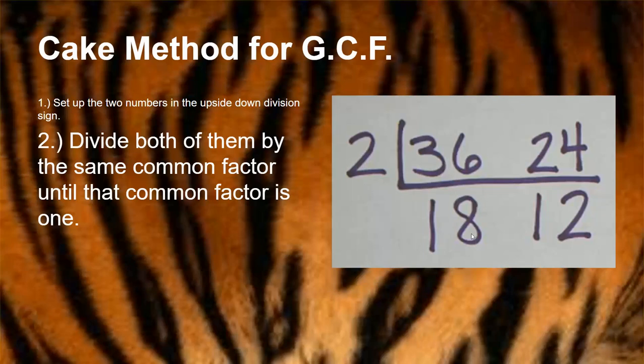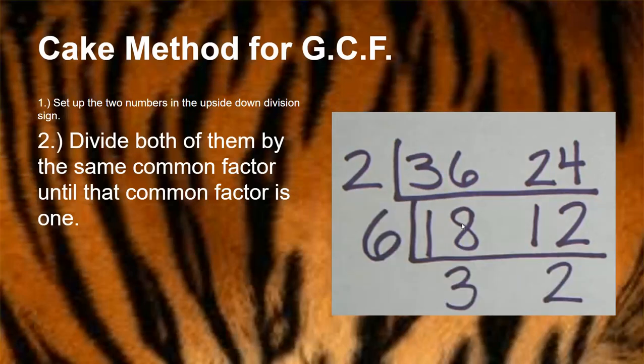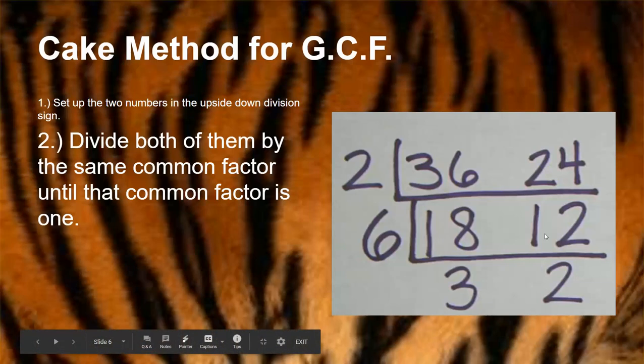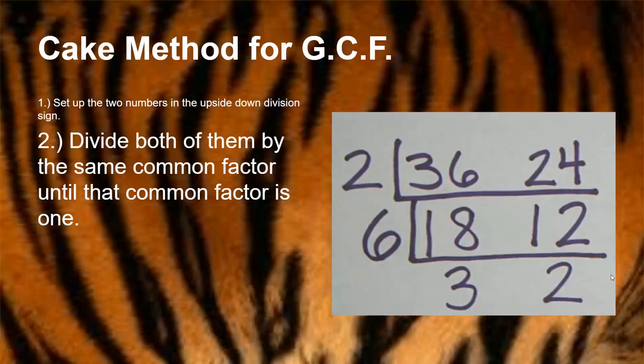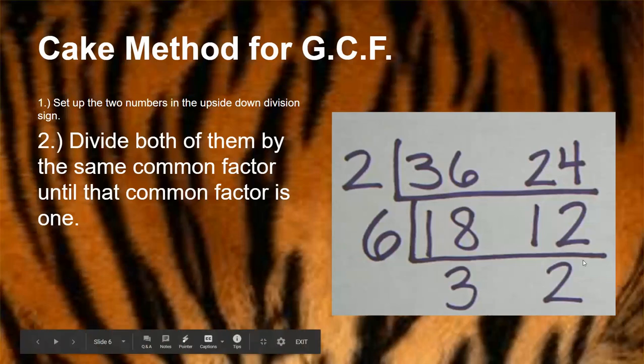So 36 divided by 2 is 18, and I put the result right down here. 24 divided by 2 is 12, and I put the result here. Now, looking at these two bottom numbers, they can still be divided. I'm going to pick a number that divides both 18 and 12. I pick 6. 6 goes into 18 3 times. 6 goes into 12 2 times. So it does work. On the bottom, I'm left with 3 and 2. 3 and 2 cannot be divided anymore. The only thing that divides 3 is 3. The only thing that divides 2 is 2. Therefore, that common factor is 1. We can't divide anymore. We stop.